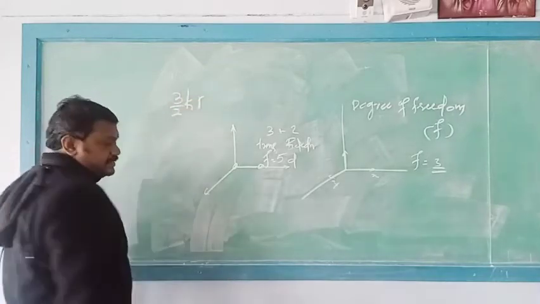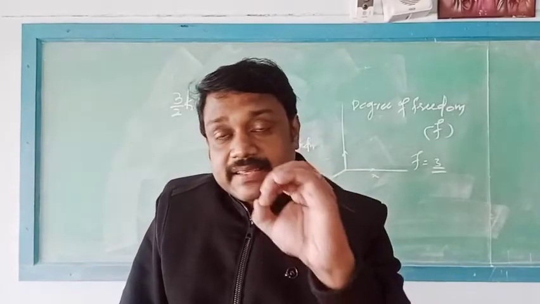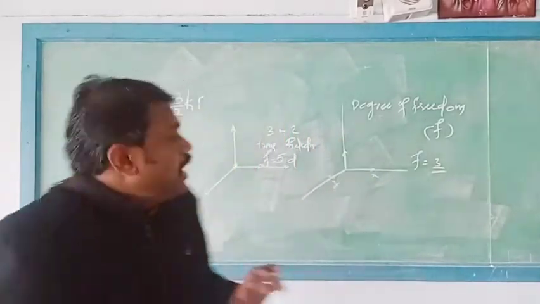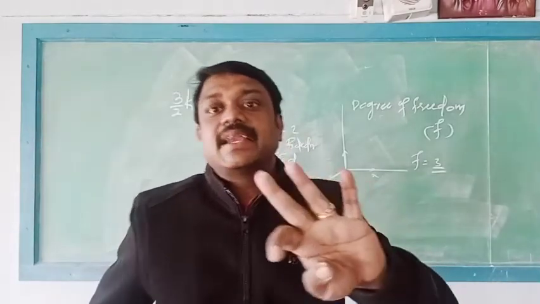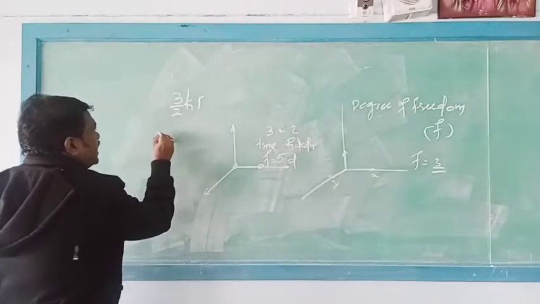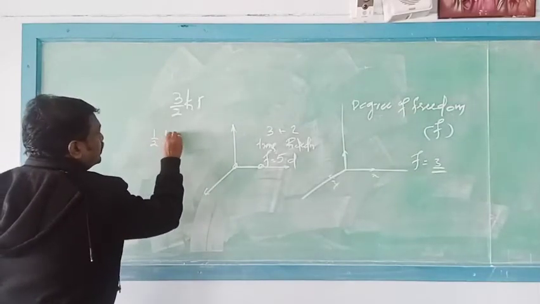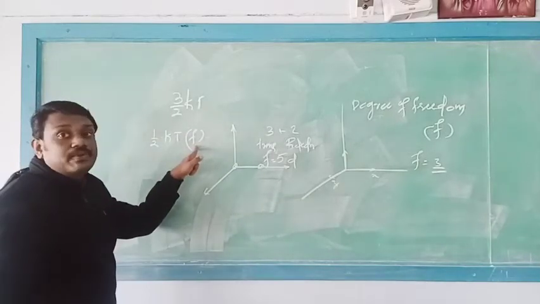We have already seen that 3 by 2 kT is the average kinetic energy of a single particle. Since it is a single particle, it has 3 degrees of freedom. So it can be taken as 1 by 2 into kT into F. What is F? Degree of freedom.